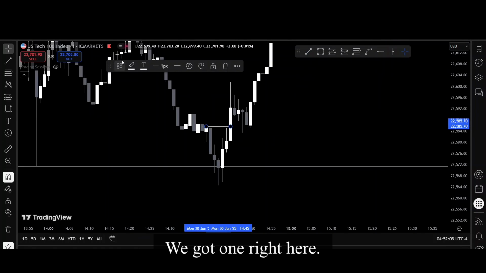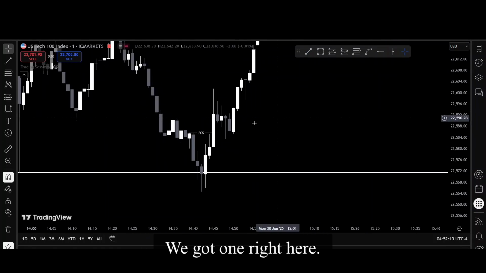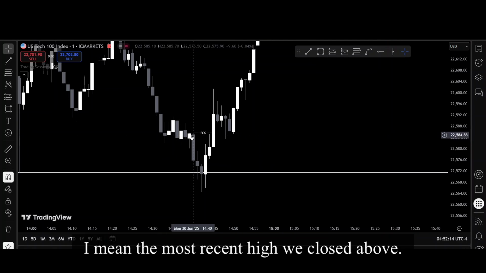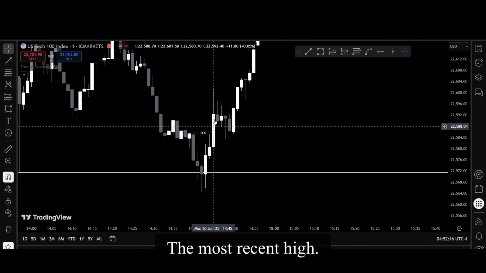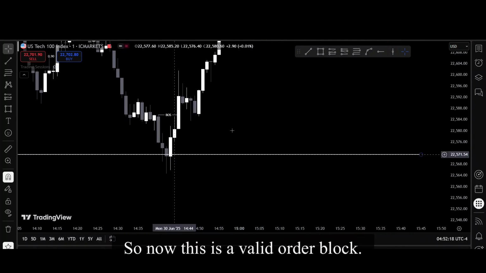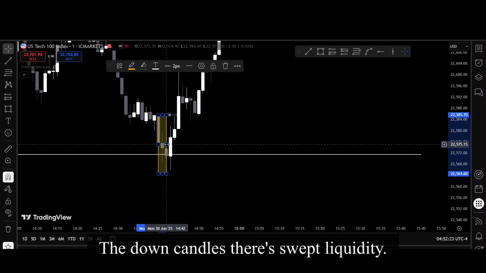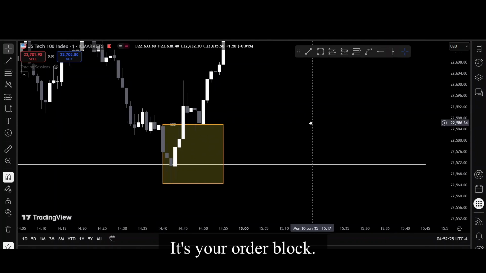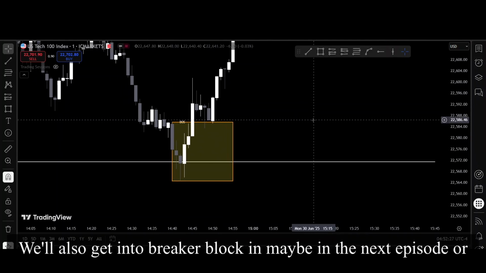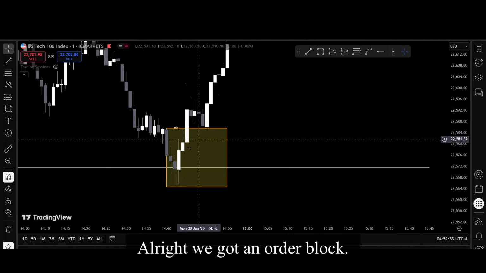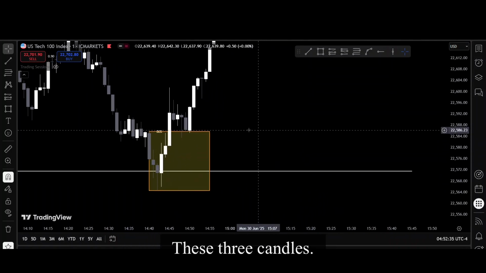We got one right here. This was the most recent high, and we closed above the most recent high. So now, this is a valid order block. The down candles that swept liquidity are your order block. We also get into breakout block maybe in the next episode or something, but now we stick with order blocks, man.